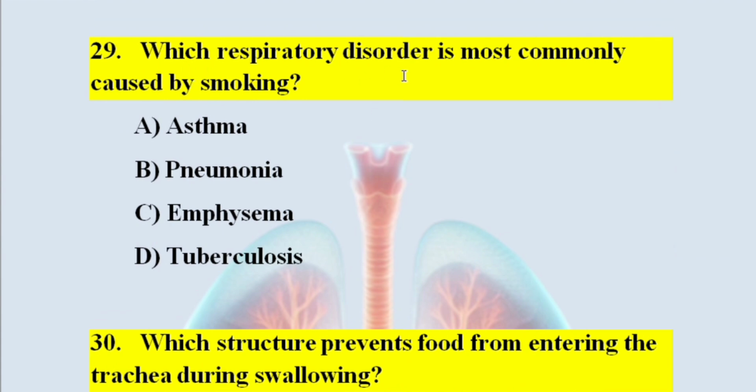Which respiratory disorder is most commonly caused by smoking? Alpha, asthma. Beta, pneumonia. Charlie, emphysema. Delta, tuberculosis. So here the right option is Charlie, emphysema.